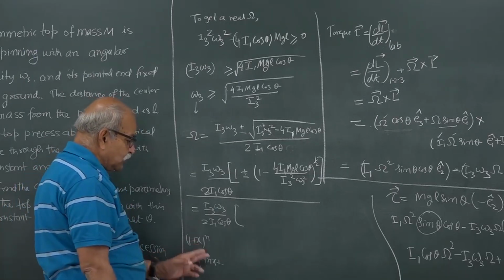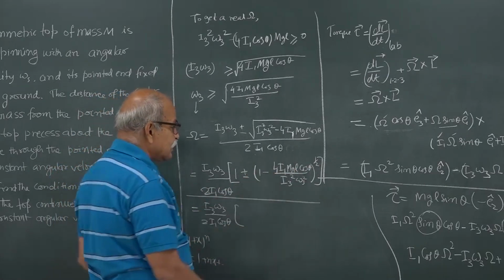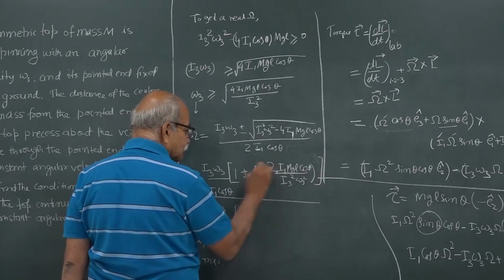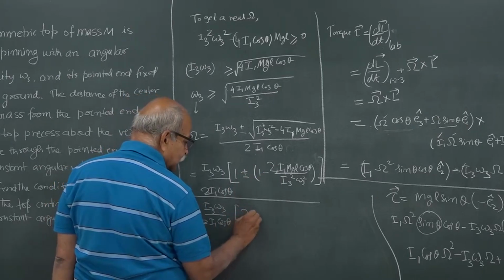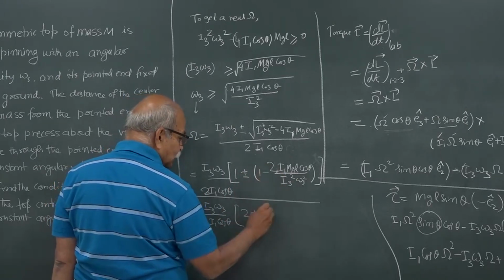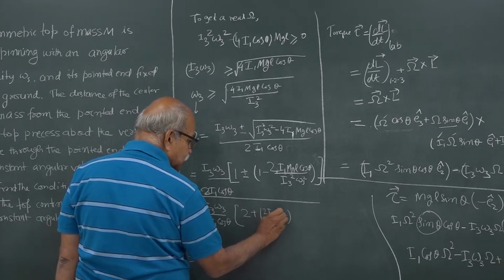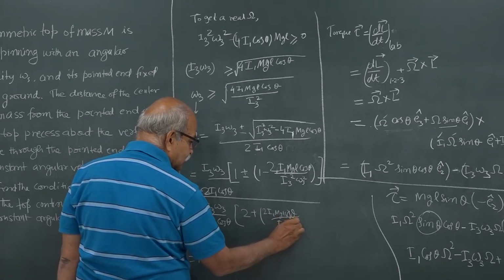So, if x is small, you can stop here. This half will come here, and I can do it here itself. So, this half comes here, and this becomes 2. If you take the positive value, it is 2 plus, and then this whole thing, 2 I 1 mgl cos theta divided by I 3 square omega 3 square.